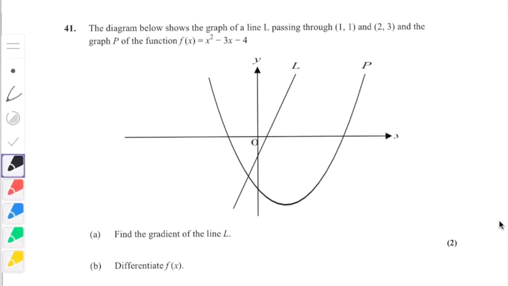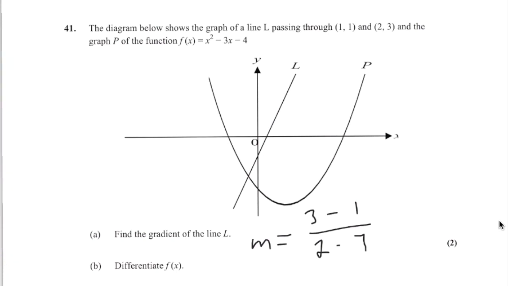So I'm just going to say M is equal to 3 minus 1 over 2 minus 1. Again, the numerator is the y values, 3 and 1. The denominator is 2 minus 1, and I get a gradient of 2.